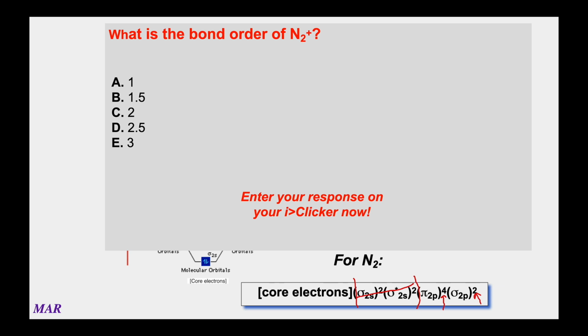So bond order of N2 plus would be 1/2 (5 minus 0). We don't have 6 because we took away one of the sigma 2p's. 1/2 (5 minus 0), bond order 2.5, 2.5.